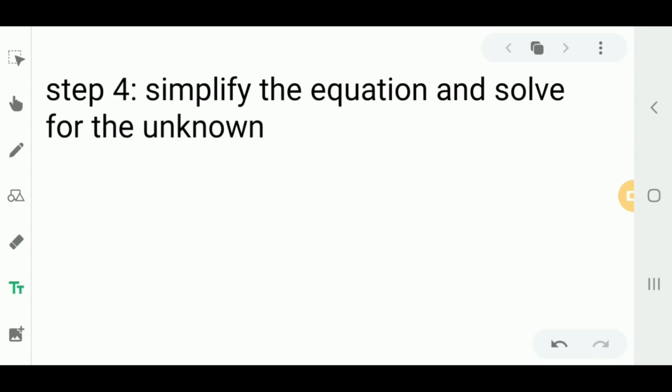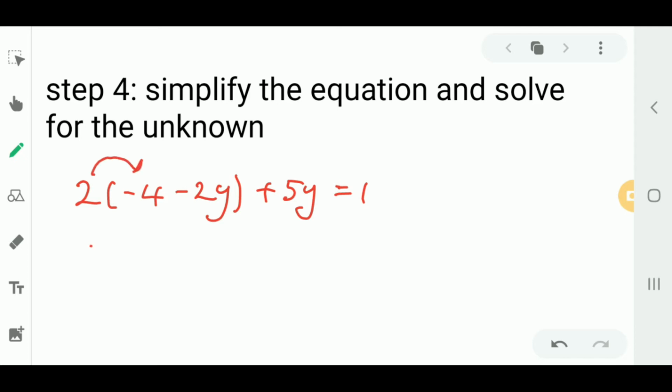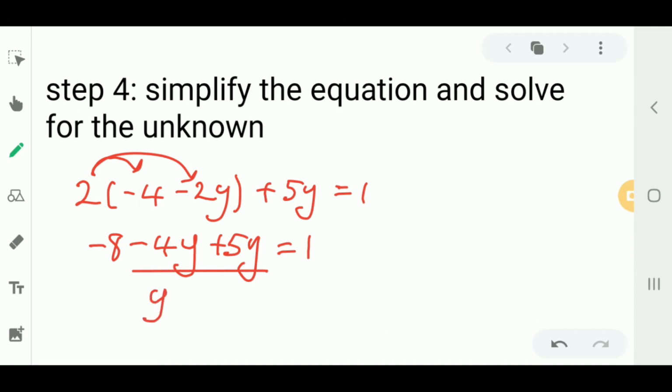Alright, so now step 4 says, simplify the equation and solve for the unknown. So now we expand the bracket, so that's 2 times minus 4, that gives you minus 8. 2 times minus 2y, that gives you minus 4y, plus 5y is equal to 1. Now minus 4y plus 5y, that gives you positive y, and you carry the minus 8 over the equal sign, so it becomes plus 8. That means y is equal to 9.